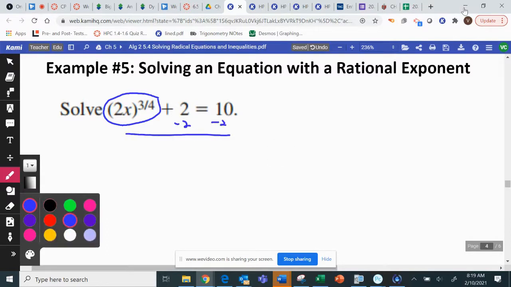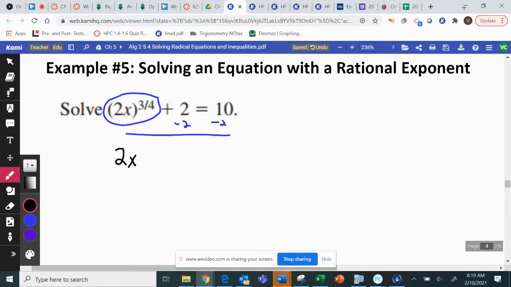So we've got 2x to the 3/4 equals 8. The next thing that I need to get rid of, I'm getting rid of things on the outside so I can get eventually just x by itself. The thing that is on the most outside right now is that 3/4. So what we want to do is get rid of a power of 3/4.